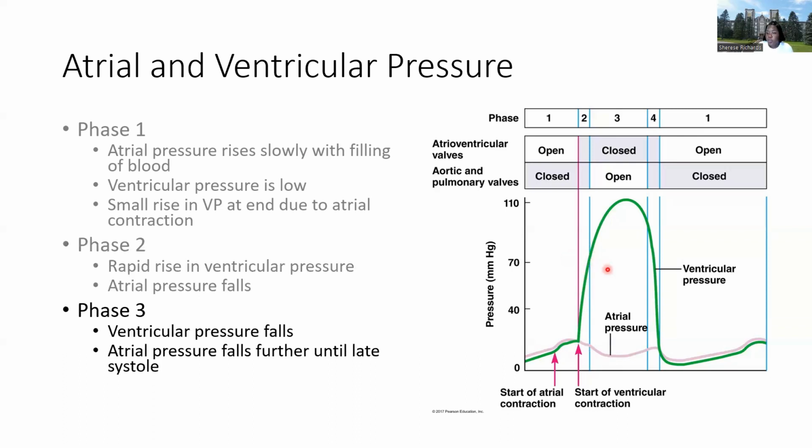Phase 3, the ventricular pressure will now begin to fall. So at the beginning of this phase, ventricular pressure is high, but as the blood leaves the chamber, as it is being ejected out into the arteries, then eventually ventricular pressure will drop off. That will encourage or trigger the closure of the semilunar valves. Okay, which is going to be the closure of the semilunar valves here.